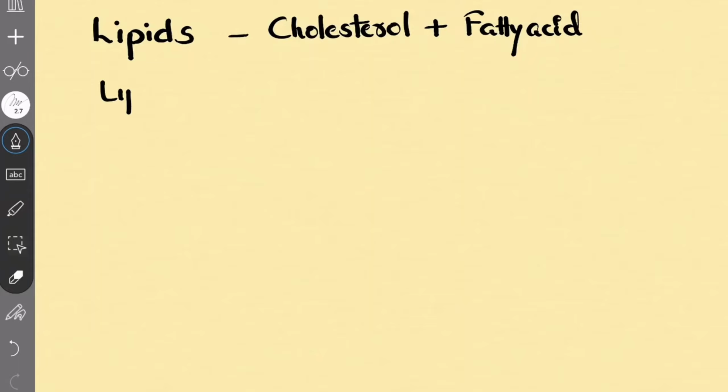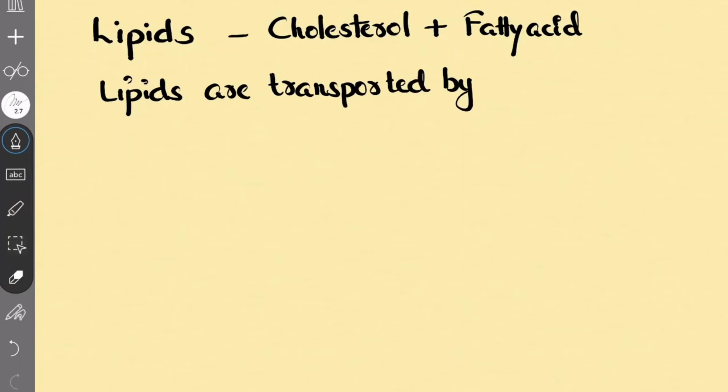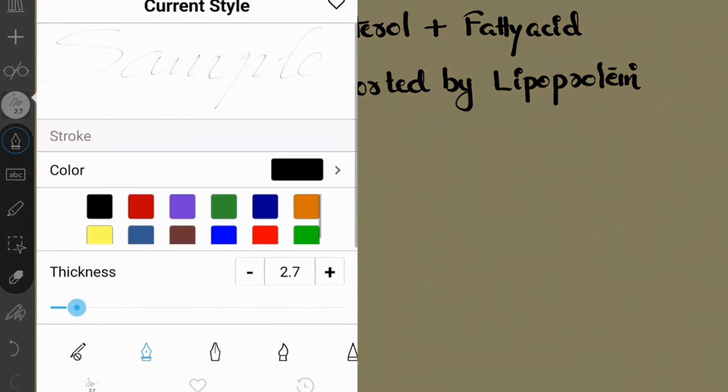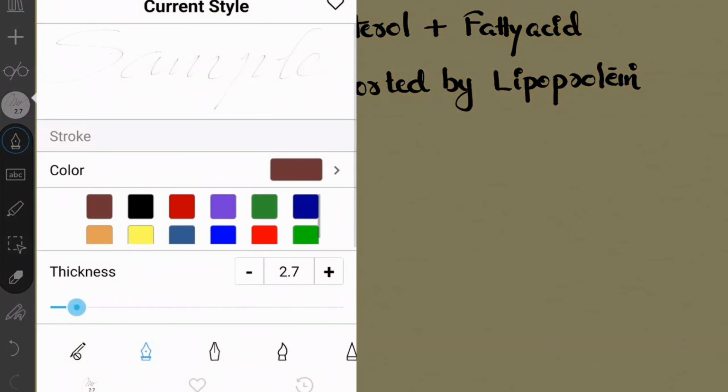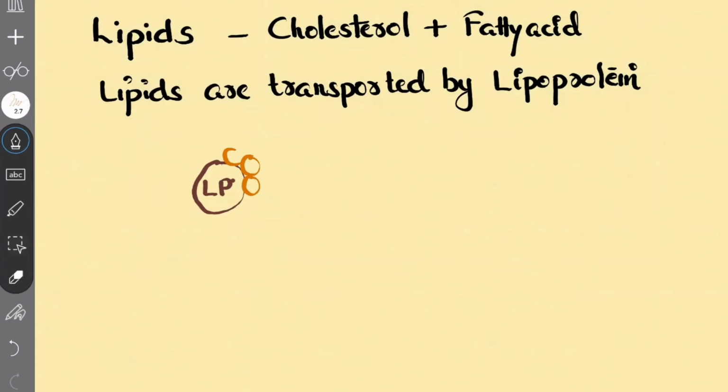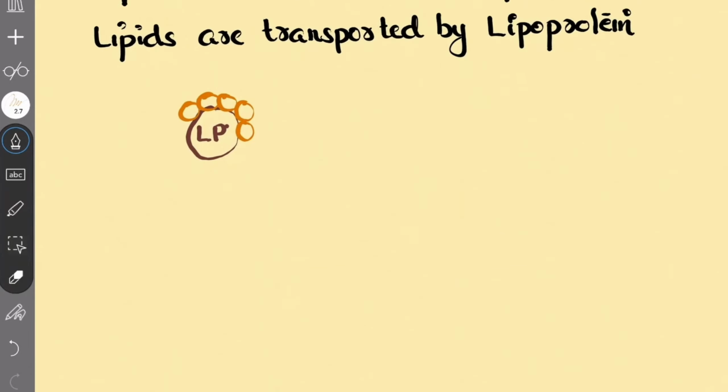So lipids are transported by lipoprotein. A lipoprotein is a particle that transports the lipids. Consider this is a lipoprotein particle, and it will transport the lipids. Around it there will be lipids, like that.